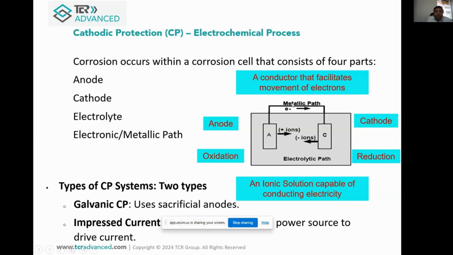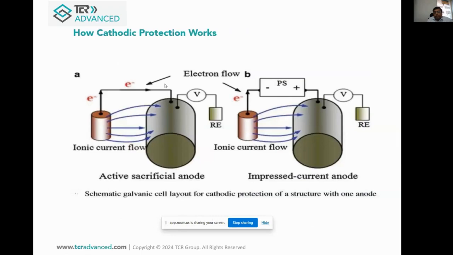Typically, cathodic protection is of two types. One is called galvanic cathodic protection, which uses a sacrificial anode. Another is called impressed current cathodic protection, which requires a power source to drive the current. In our terms, we call it a transformer rectifier unit. So these are the typical diagrams for cathodic protection.